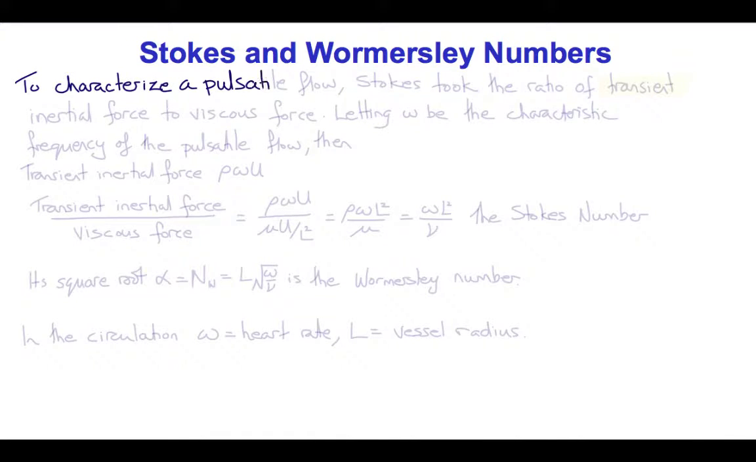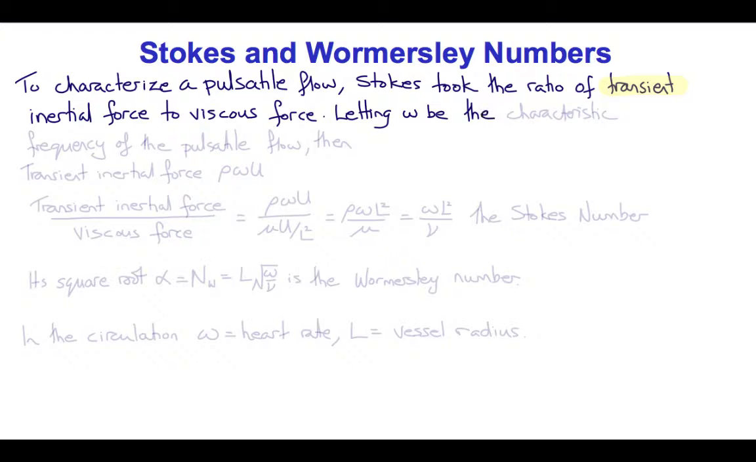Another useful dimensionless variable is the Stokes or Womersley number, which is used to characterize a pulsatile flow. Stokes took the ratio of the transient inertial force, rather than the convective inertial force in the case of the Reynolds number, to the viscous forces. If ω is the dominant frequency of the pulsatile flow, then we can come up with a dimensional expression for the transient inertial force, which is mass times acceleration, or density times ω times U. So you'll see that that has units of mass times acceleration per unit volume.